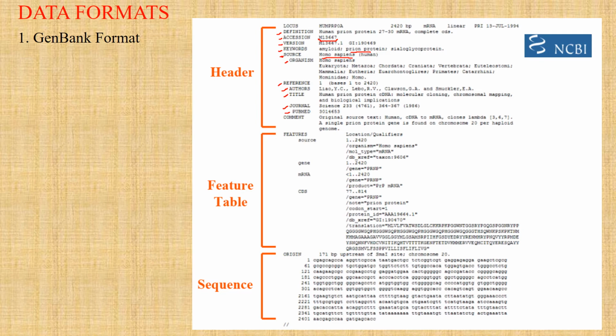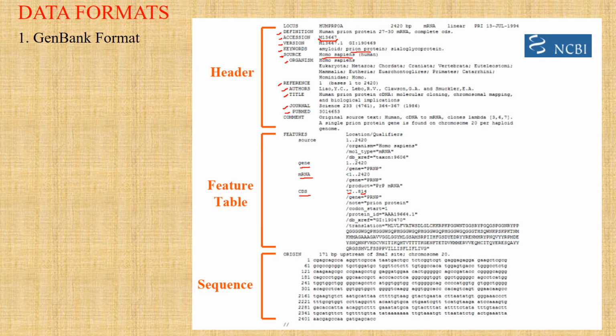Now, when you go to the feature table, it tries to give you the number of residues. Here they have given you the gene, and they tell you this gene is from residue 1 to 2420, so it has this number of residues. The messenger RNA also starts from 1, from 1 to 2420 residues. You also have the coding sequence. The coding sequence does not start from 1 to 2420. It starts from residue 77 to residue 814.